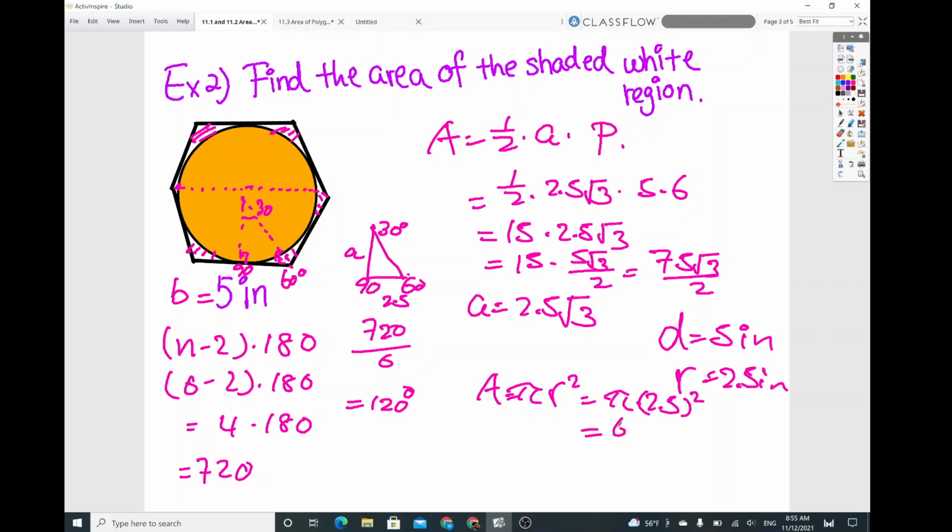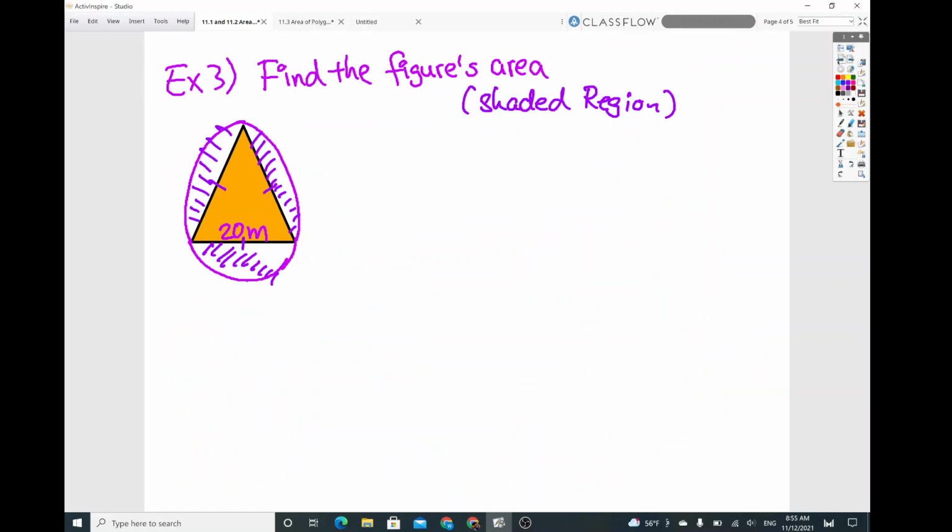So 6.25 pi. So this one is bounded by the area of a hexagon and the area of a circle, so we subtract. So 6.25 pi subtracted from 75 root 3 over 2. So that's how we get the area of the shaded region. Okay, so now let's see what else we have for this one.